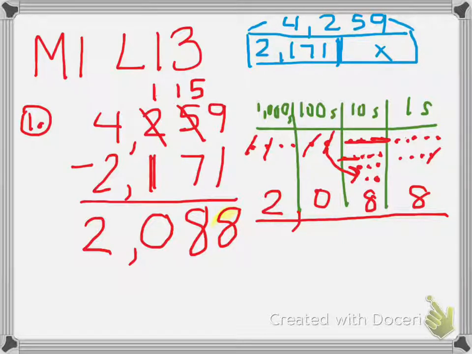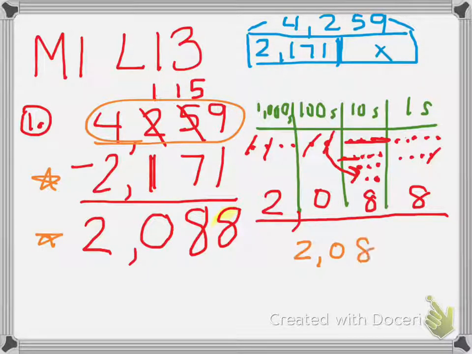The very cool thing about subtraction problems is that we can use addition to check our work. So I'm going to change my color to orange, and this is going to be my check. All right, so I'm going to add my 2 parts to see if I can get my number on the top. If I get the number on the top, I know that I did all my work the correct way. So I'm going to add 2,088 plus 2,171.